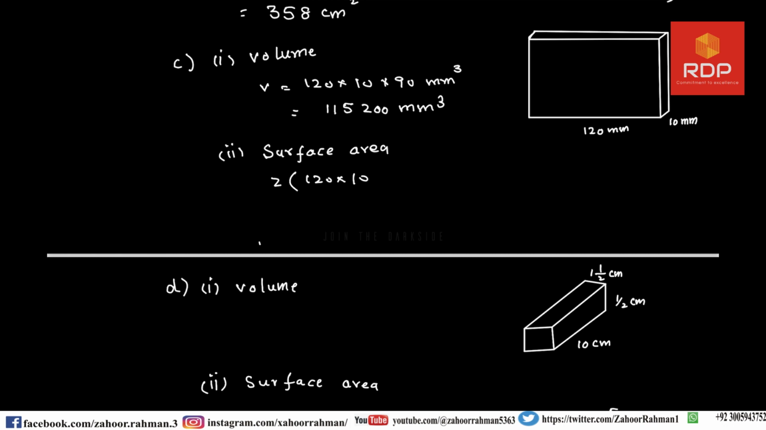Surface area is no exception. 120 multiplied by 10 plus 10 multiplied by 90 plus 90 multiplied by 120, and that will be equal to what? That will be equal to 27,360 millimeter square.